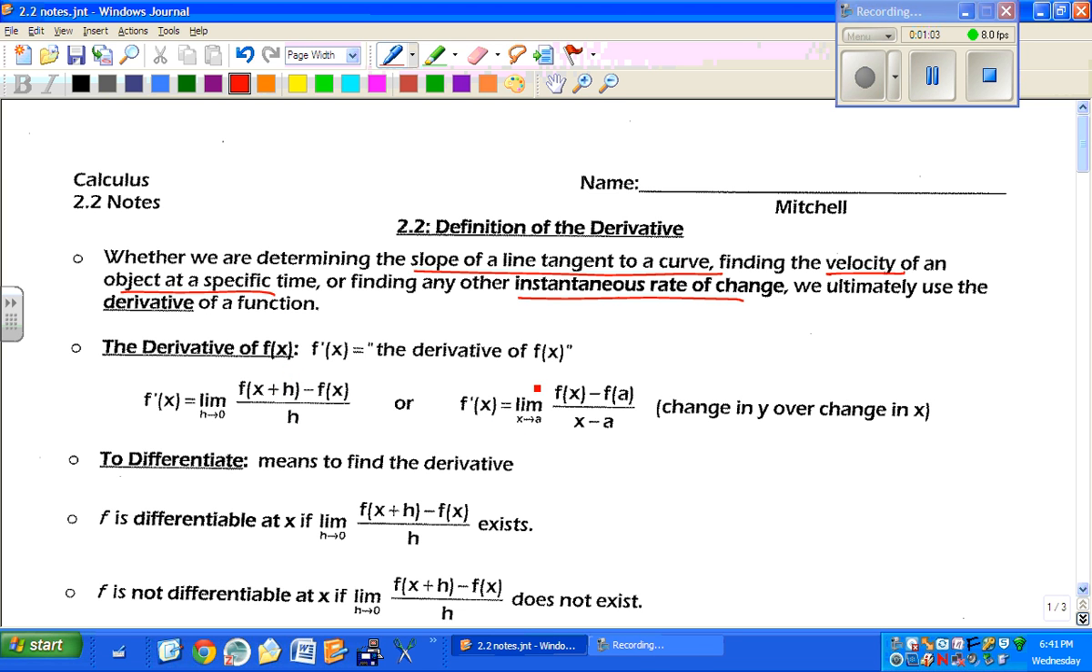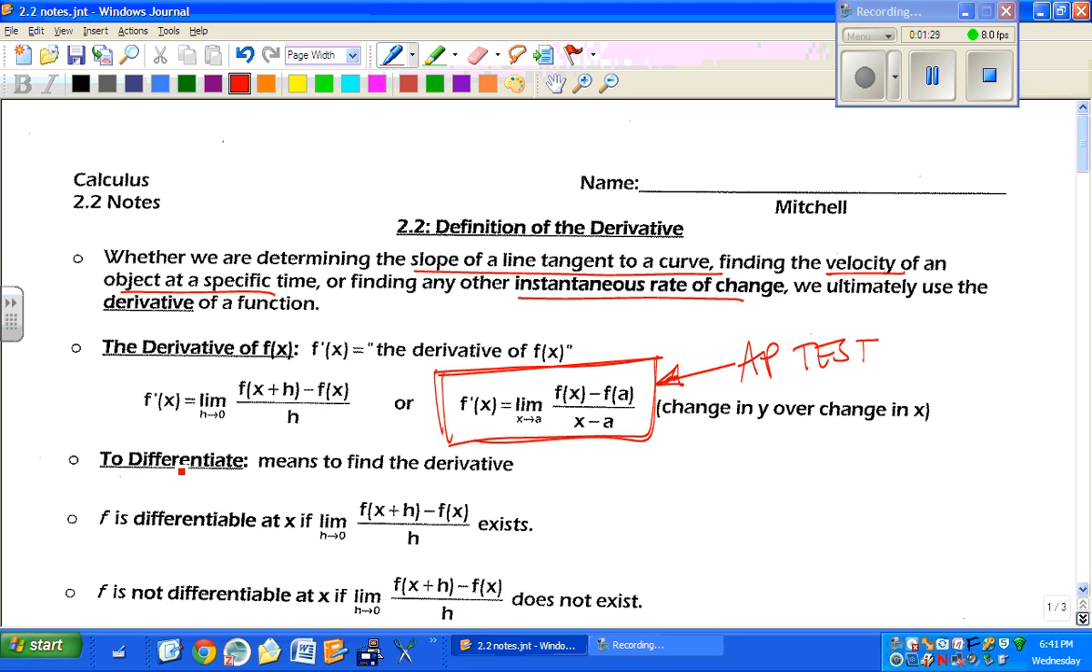Or this is an alternate form of the derivative, and this one we won't use too much in class, but this tends to be used in the AP test on occasion. So you'll see some multiple choice questions with this format. But all it is the change in y over change in x. Same here, it's just a slightly different format like we've been looking at the past few days.